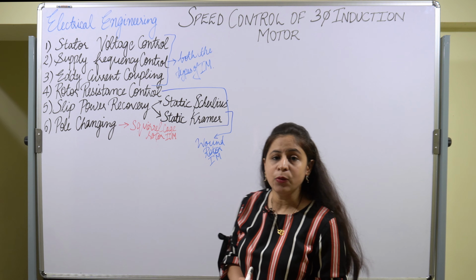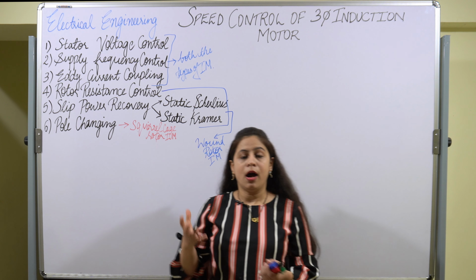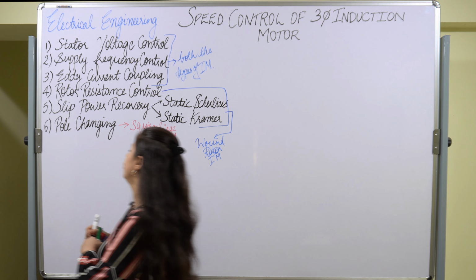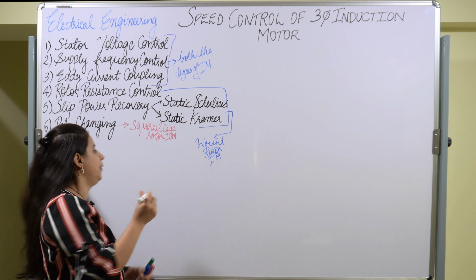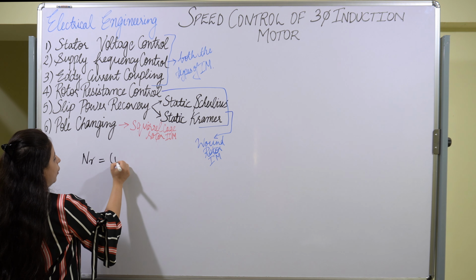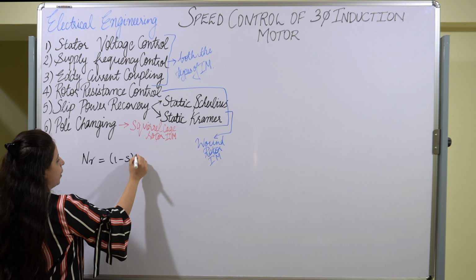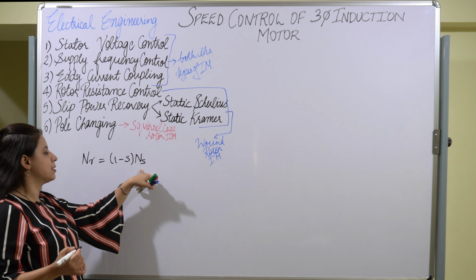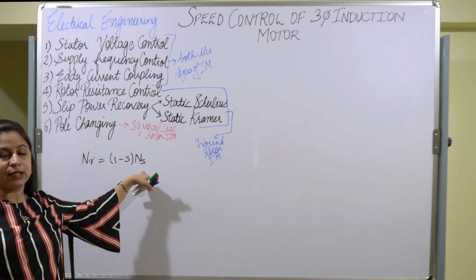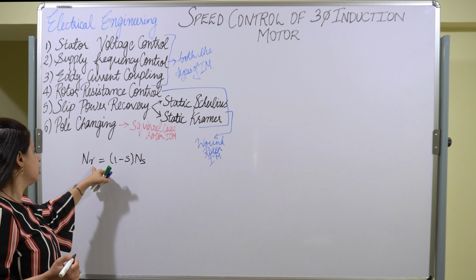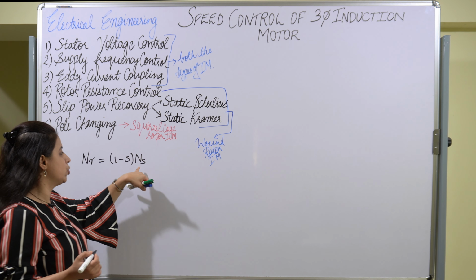Now let us see what are the factors on which the speed of the rotor depends. The speed of the rotor is given by Nr equals (1 minus S) into Ns, where Ns is the synchronous speed and Nr is the speed of the rotor.